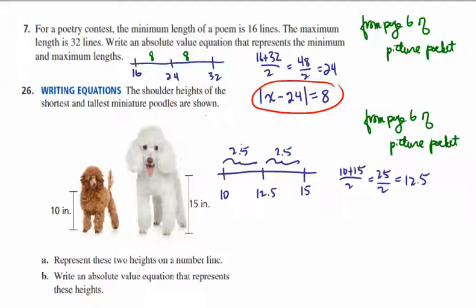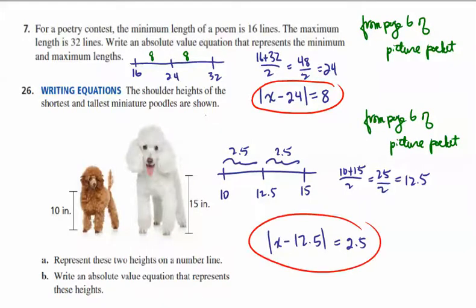And so we want to write an equation. Absolute value of x minus the center is equal to the distance from the center. Again, in this case, we're given the endpoints. We need to calculate the center, calculate the distance from the center, and then construct the equation. I believe we have one more example here.